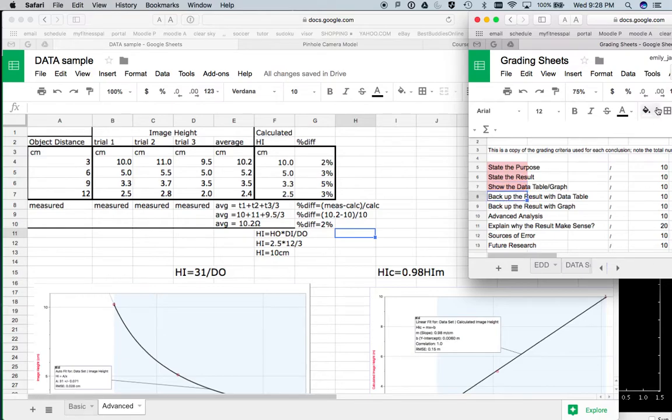Let's take a moment to consider the data table. So as the object distance increased from 3 to 12, the image height started at 10.2, but then decreased quite rapidly to only 2.4. That backs up our result that as the object distance increased, the image height decreased. Then we can also turn to the graph.